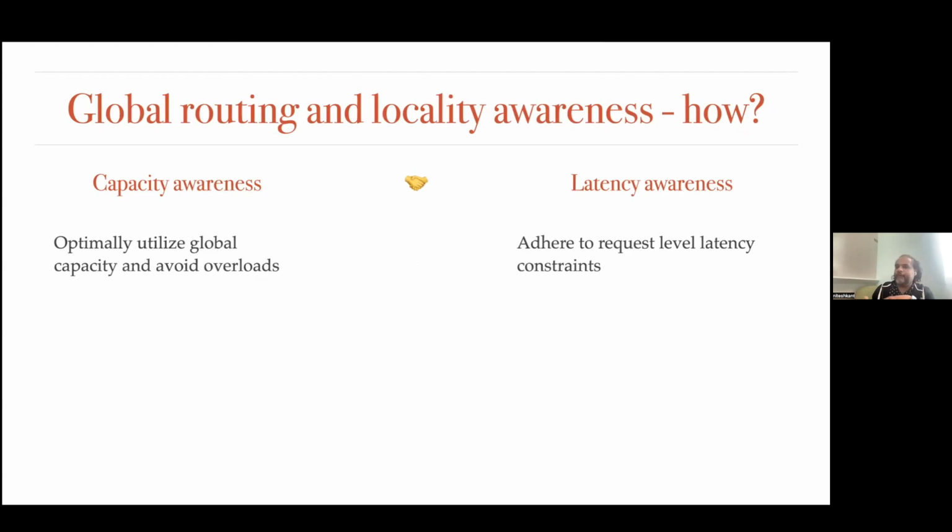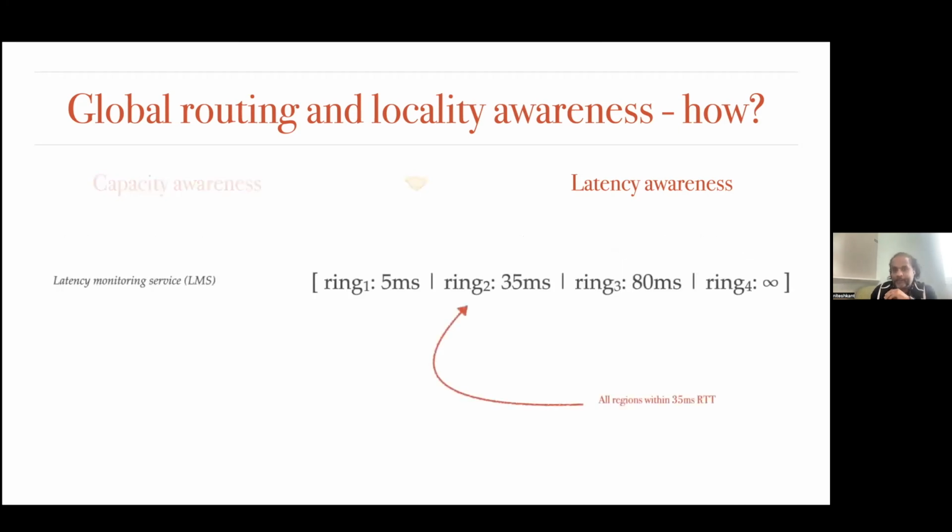At a high level, this problem has two constraints. One is capacity: all over the globe you have capacity and you ideally want to utilize it optimally. But you also have latency constraints. A request which should be done in sub-milliseconds cannot go across regions. So how do we do this?